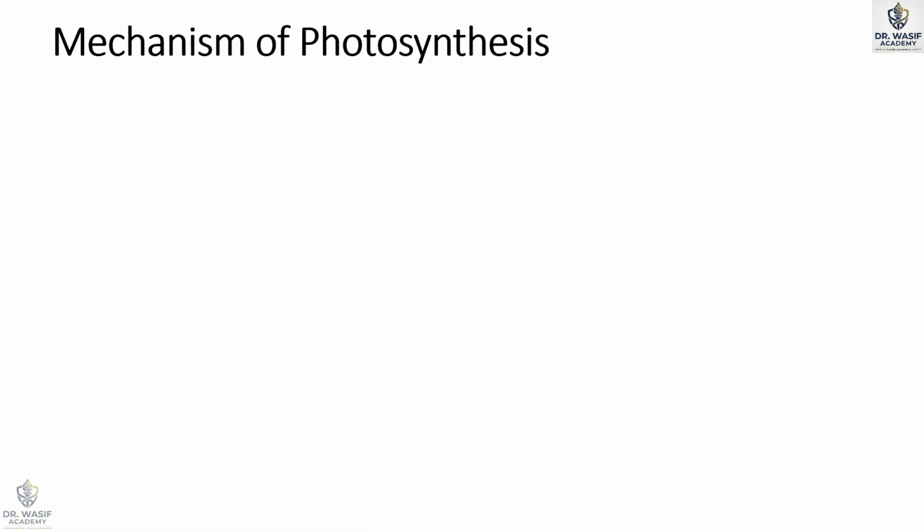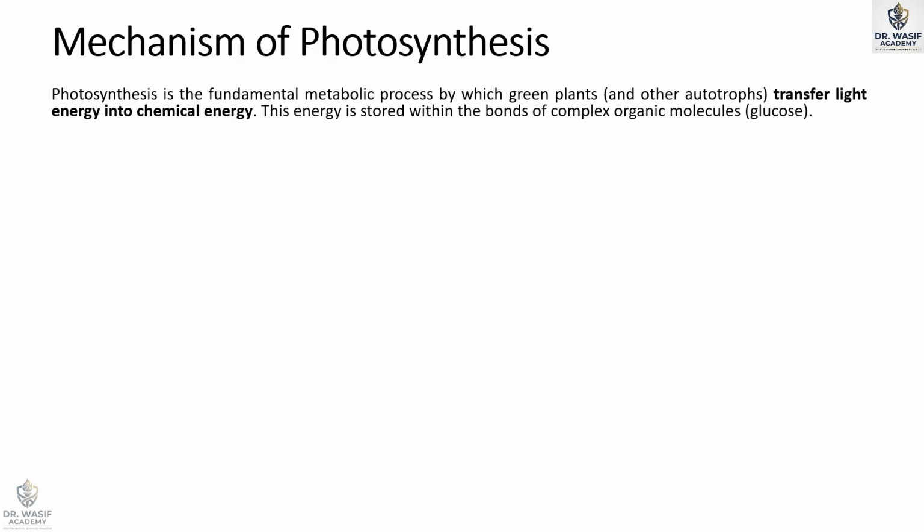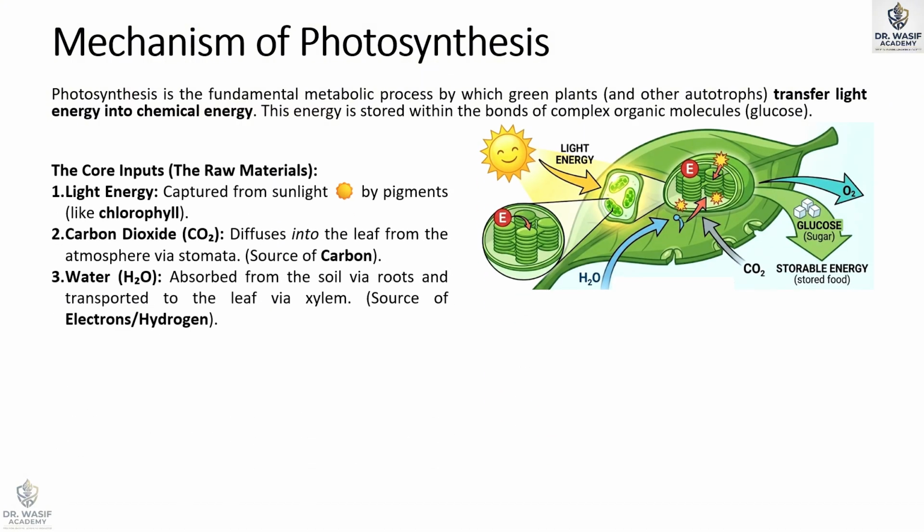Now that we have understood why photosynthesis is important for us, let's look at how it actually works. By definition, photosynthesis is a metabolic process. This simply means it is a chemical reaction within a living organism. In this case, plants are transferring light energy into chemical energy, which is then stored in the bonds of glucose molecules.